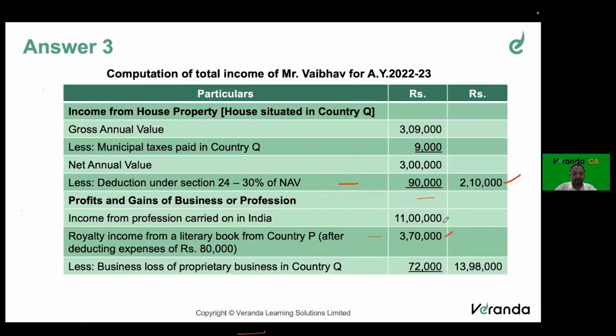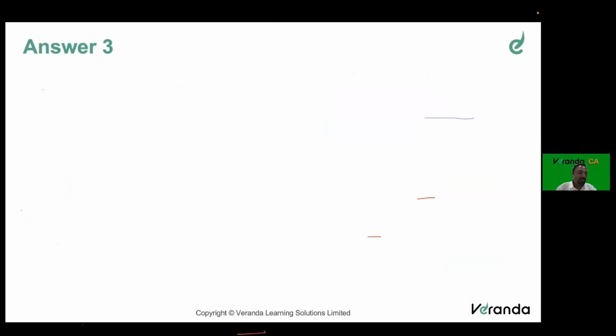So that's also conveyed. And then you have a loss in that particular country. Loss may not be allowed in that country, but here we are computing only under the Income Tax Act. Business losses are covered, and it can be adjusted with other business losses. So you are adjusting the 72,000 and claiming this 13.98 lakhs as profits and gains from business or profession.